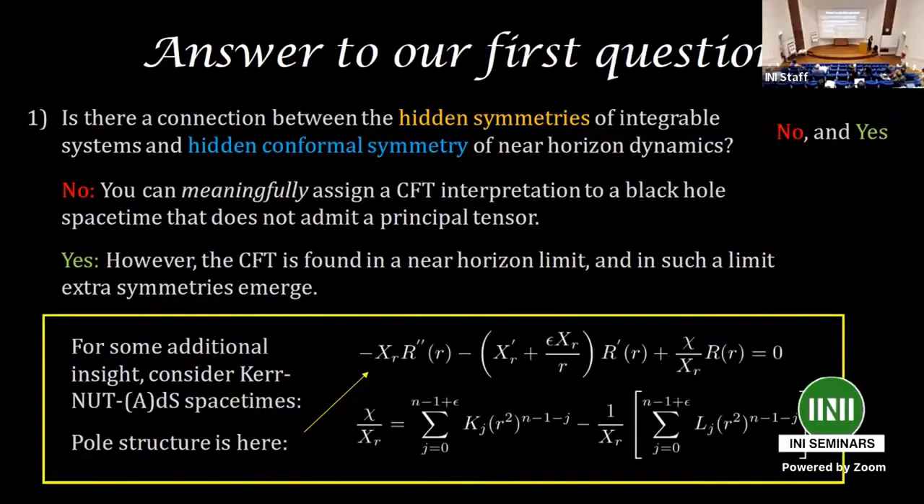However, the CFT is found in a near horizon limit. Yes, it's a near horizon limit in the dynamics, but when you take near horizon limits, extra symmetries form. So I just didn't want to make this no as strong as it had originally been in the original work. But we can discuss, that's the whole point of this.